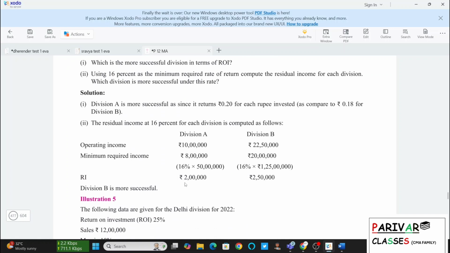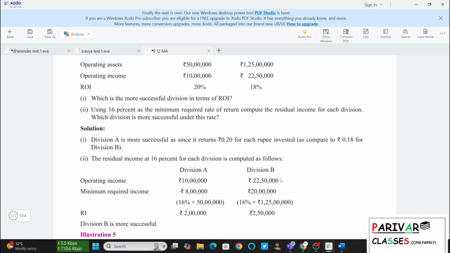After putting the values, we get division A residual income as 2 lakh rupees and division B 2,50,000. I think this is clear. 2 lakhs and 2,50,000. As per the RI approach, division B has 50,000 more residual income compared to division A. So in terms of residual income, we can say division B is successful.